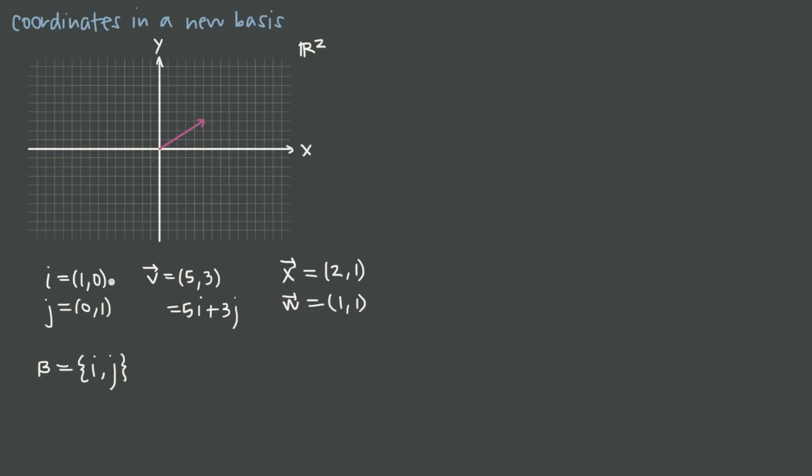The point is that the axes that we're used to using are defined in terms of i and j. So if we want to switch the basis to be defined in terms of x and w, we need a totally new set of axes. We need this x-axis here that's marked off in increments of this x vector, and we need the w-axis that's marked off in increments of the w vector.